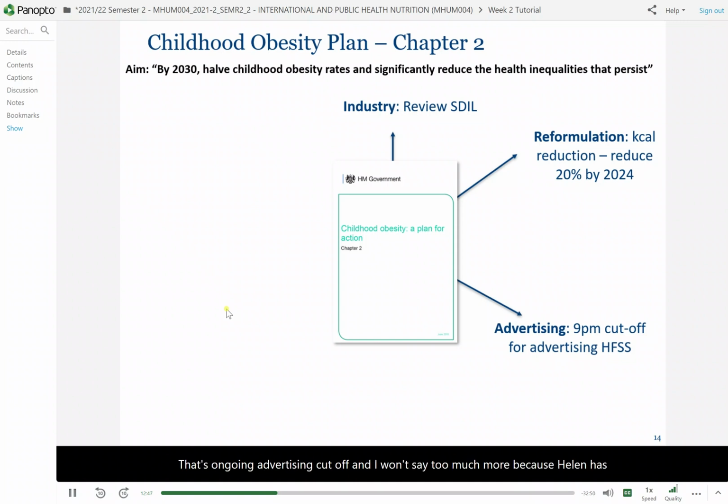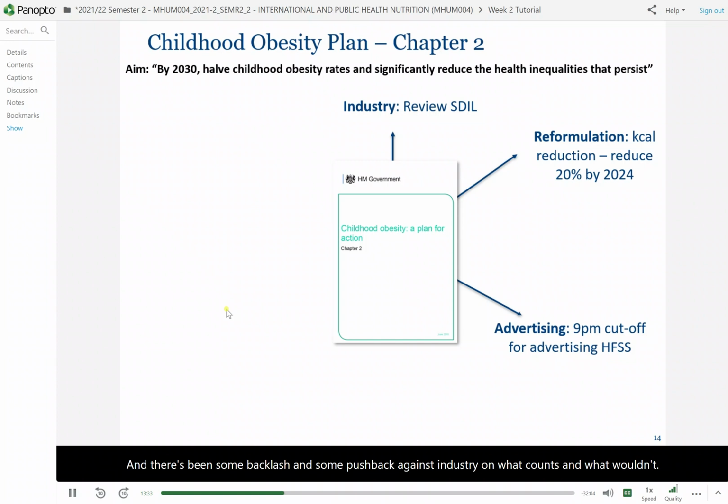This was a big one that's ongoing, advertising cut-off, and I won't say too much more because Helen has a lecture that she'll do in a few weeks' time on advertising and marketing. But the proposal was for a 9 o'clock cut-off for advertising foods that were high in fat, sugar and salt. Now, you may have your own opinions on that, but actually even coming up with a list of foods that falls into those categories is quite challenging. So while on the face of it that may seem like a sensible or useful approach, getting the detail of that for industry to know which foods would be suitable or not for advertising is challenging.